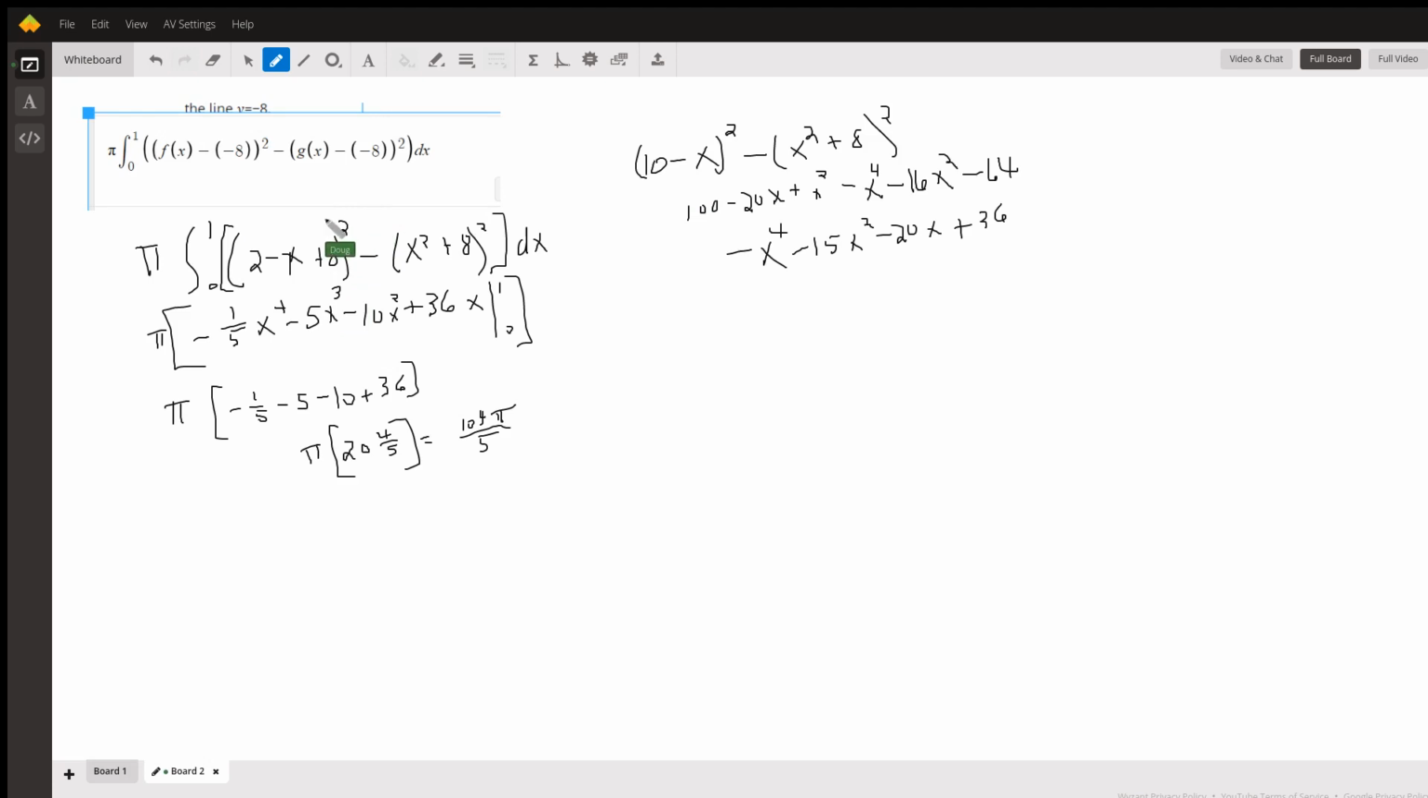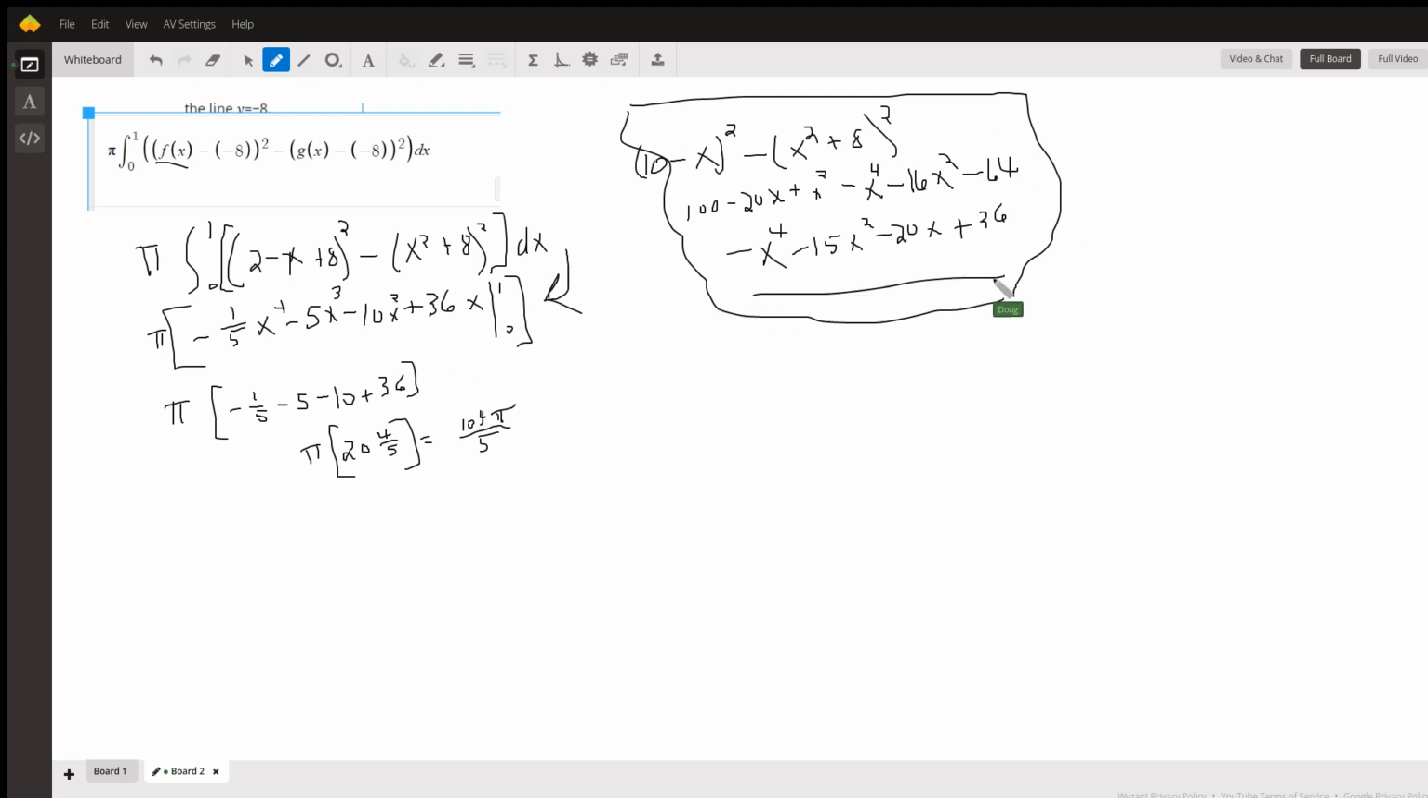And here's the actual work real quick. f of x was really 2 minus x minus -8. That becomes 10 minus x, quantity squared. So here on scrap paper, I've kind of simplified the integrand. And then over here, find the antiderivative of this, and evaluate from 0 to 1. We know when we put zeros in for x, we're just going to get a 0 here. So there's what you get when you put 1 in for x: 24/5 times pi, or 104 pi over 5.